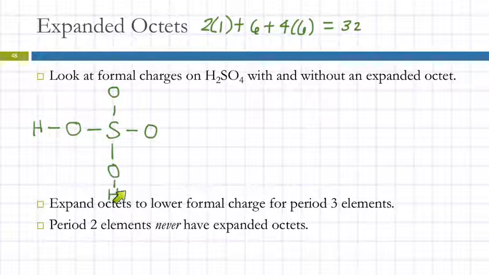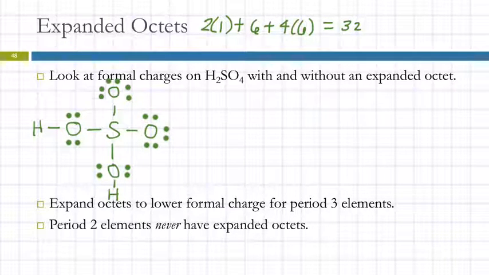I've already got 2, 4, 6, 8, 10, 12, 14, 16, 18, 20, 22, 24, 26, 28, 30, 32. Yay, right? It's all good. It's nice. It meets the octet rule. What about the formal charges? Well, the hydrogens are 0.